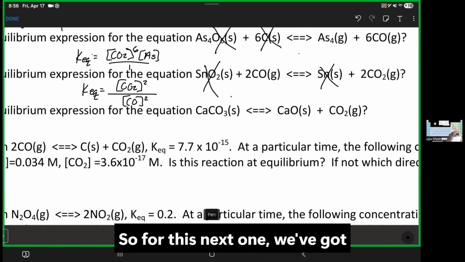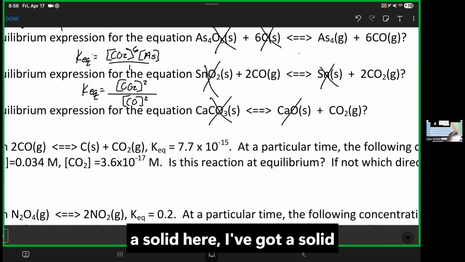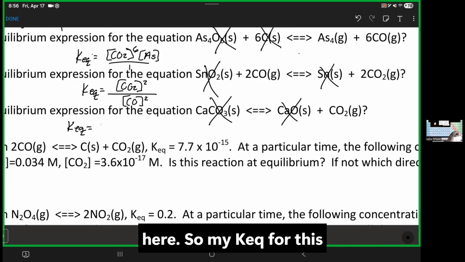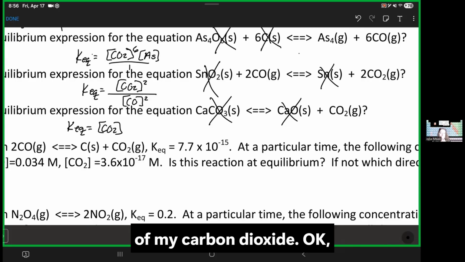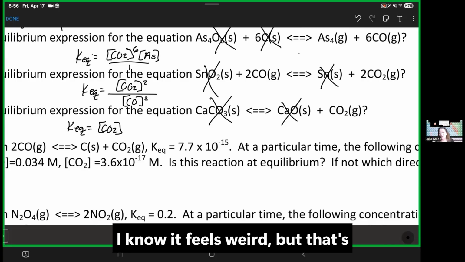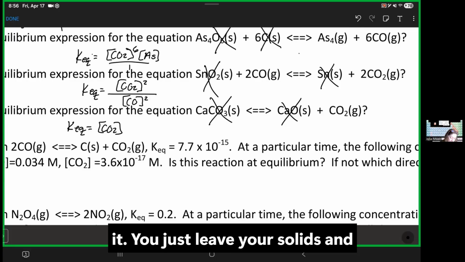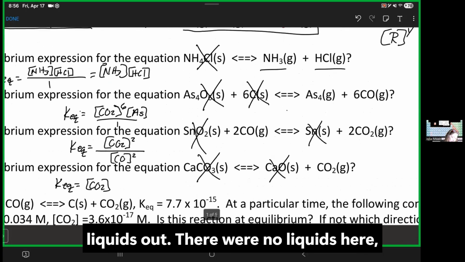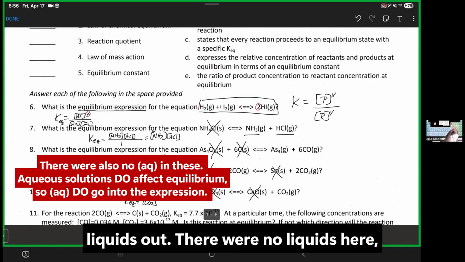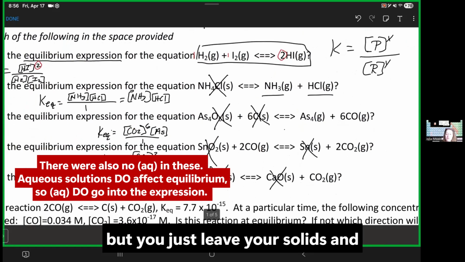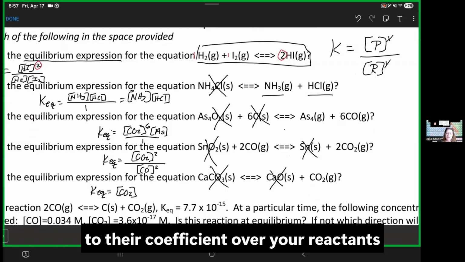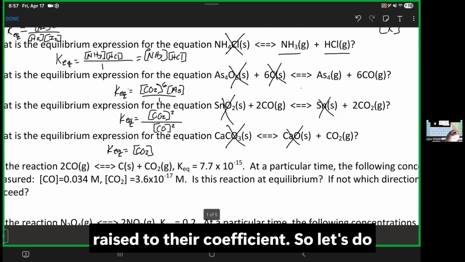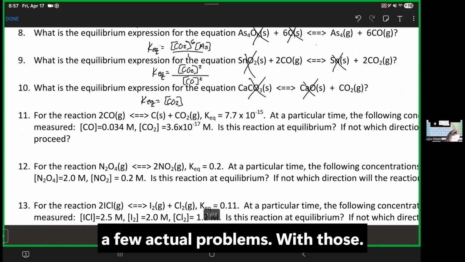So for this next one, I've got a solid here. I've got a solid here. So my KEQ for this one is just equal to the concentration of my carbon dioxide. Okay, I know it feels weird, but that's it. You just leave your solids and liquids out. There were no liquids here, but you just leave your solids and liquids out and put your products raised to their coefficient over your reactants raised to their coefficient. So let's do a few actual problems with those.